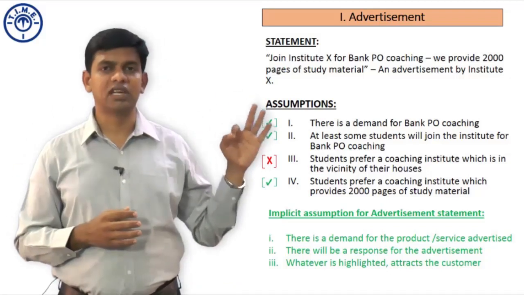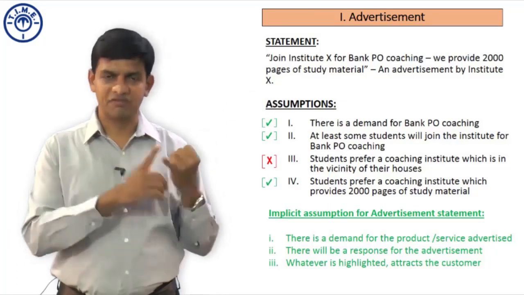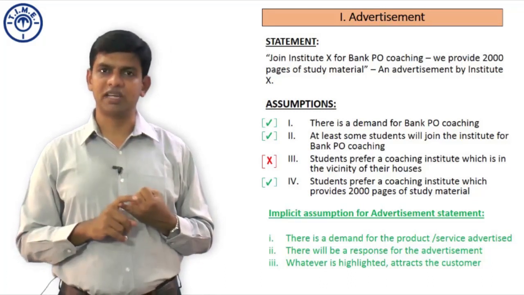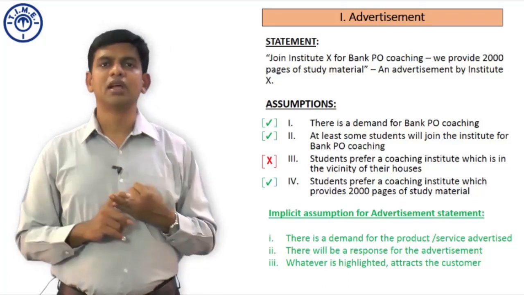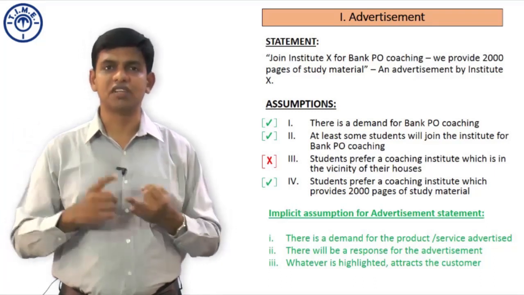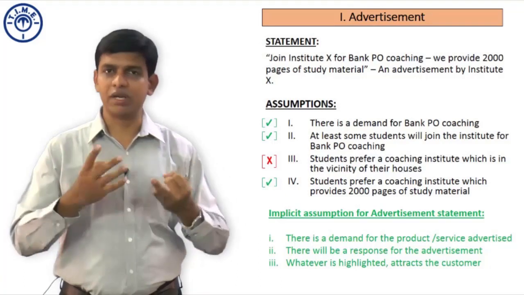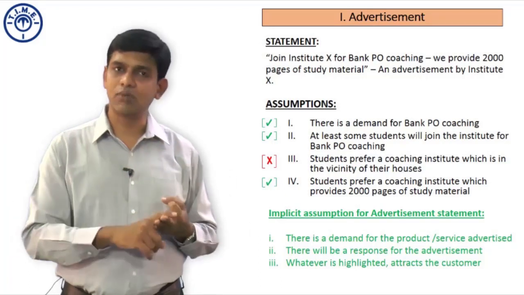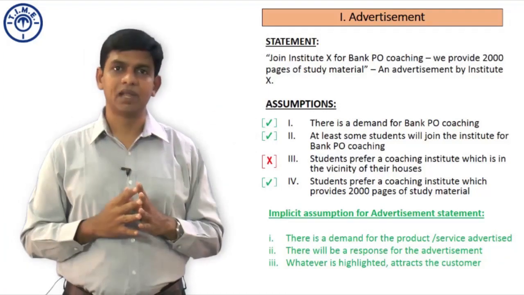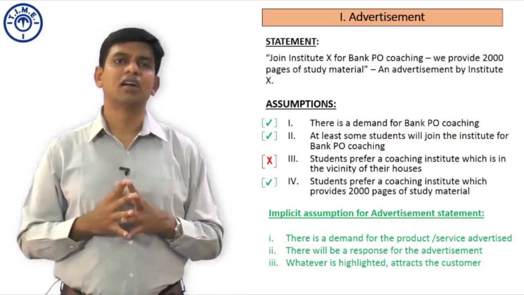So, notice the 3 points of implicit assumptions that we can draw from an advertisement. First one, that there is a demand for the product or service being advertised. Second one, there will be a response, or people will buy or use the services of this institute or the company which is advertising. And the third one is that whatever is highlighted in the advertisement, according to the speaker, is what attracts the customer.